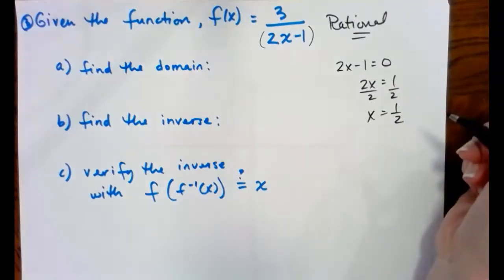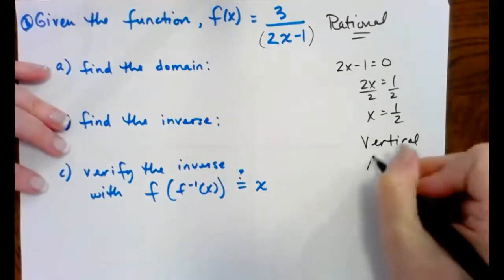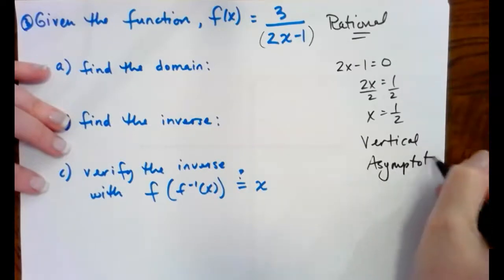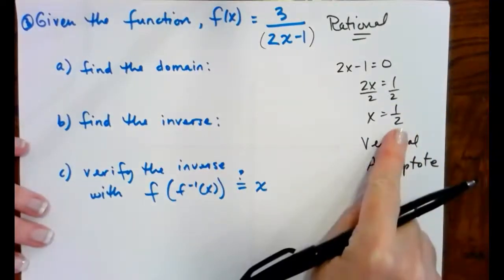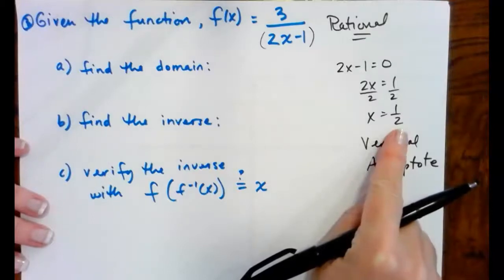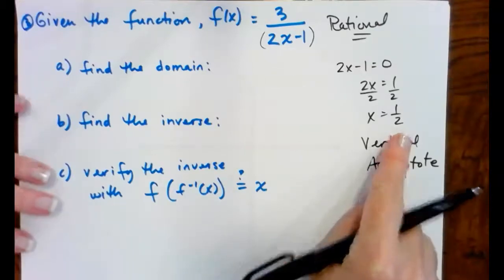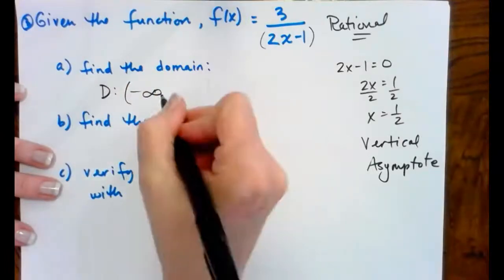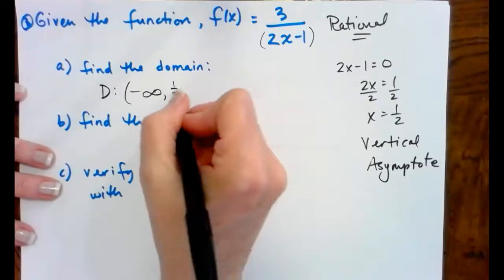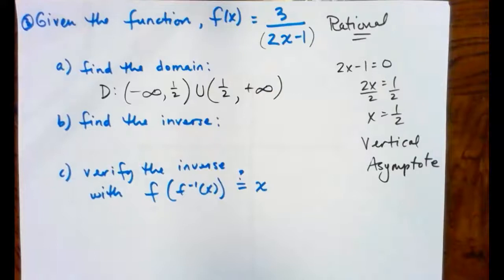Now what's really happening there is the fact that we are going to have a vertical asymptote at x equals 1/2. And we will be touching more on that in chapter 3. But what that also tells us is that we have a restricted value within our domain. So the domain is all real numbers except 1/2. So when we write the domain in interval notation, it will start from the left at -infinity, go to 1/2, jump over 1/2, and then go to positive infinity.